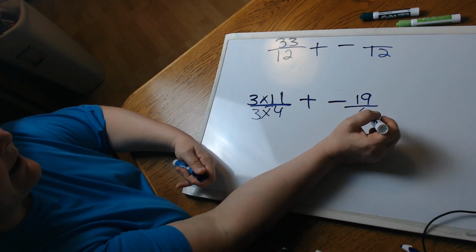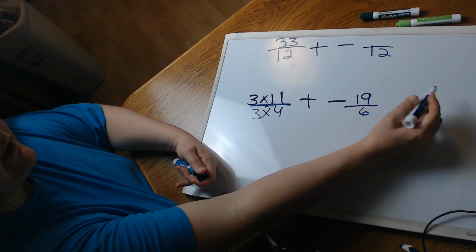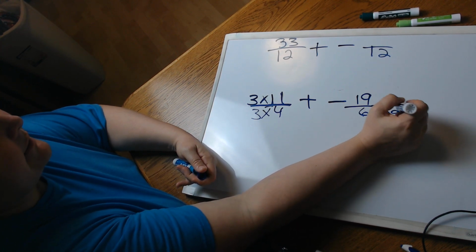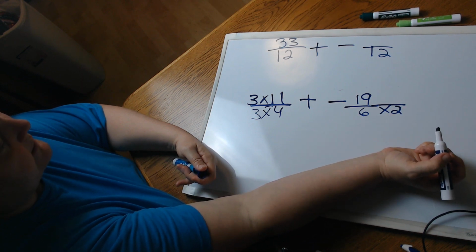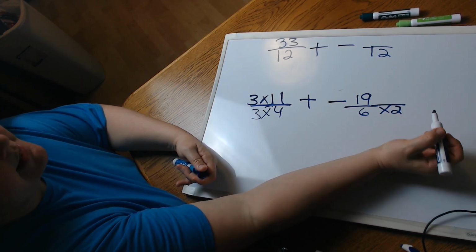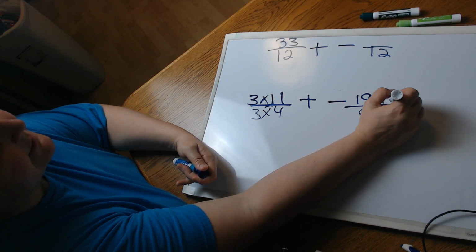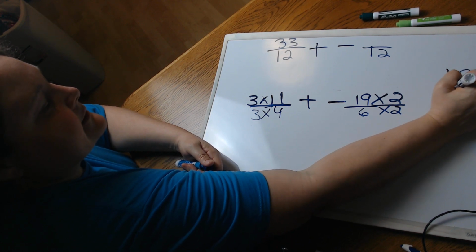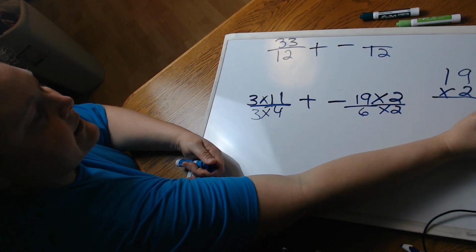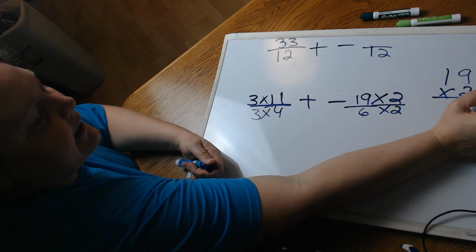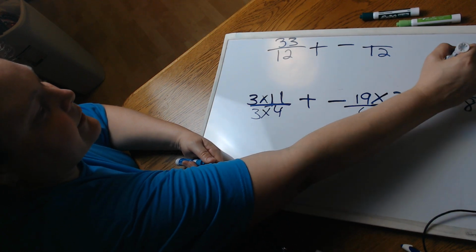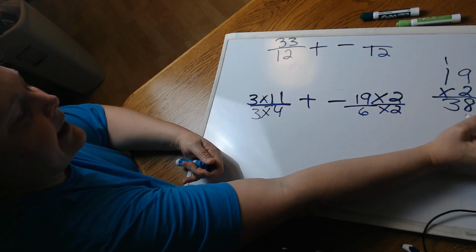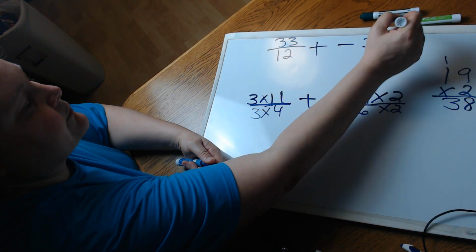And over here, how did we go from 6 to 12? Well, we multiplied by 2, because 6 times 2 is 12. And anything we do to the bottom in the denominator spot, we have to do to the numerator spot. So we'll multiply this times 2 as well. So let's see what 19 times 2 is. 9 times 2 is 18. Put an 8 there and a 1 there. 2 times 1 is 2, plus 1 is 3. So we get 38. So 38/12.